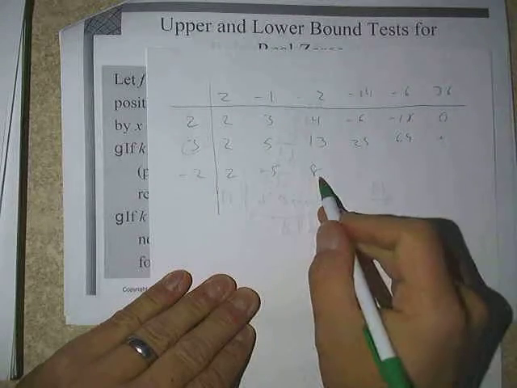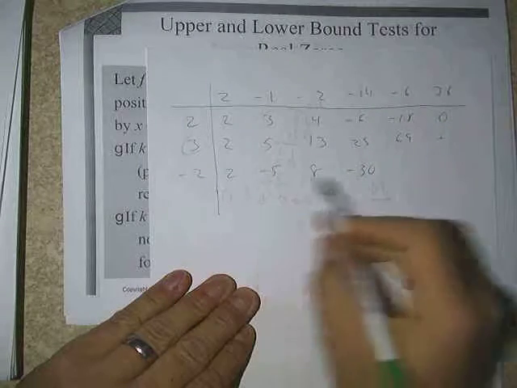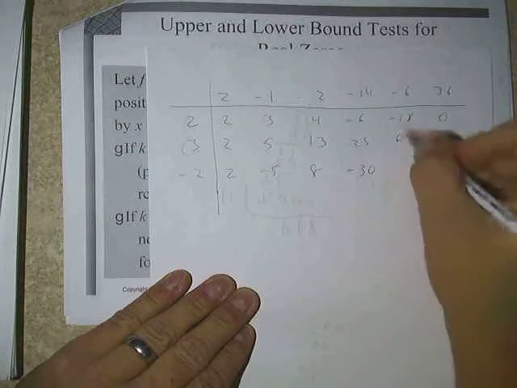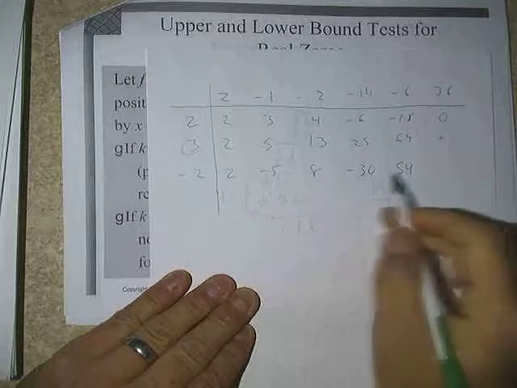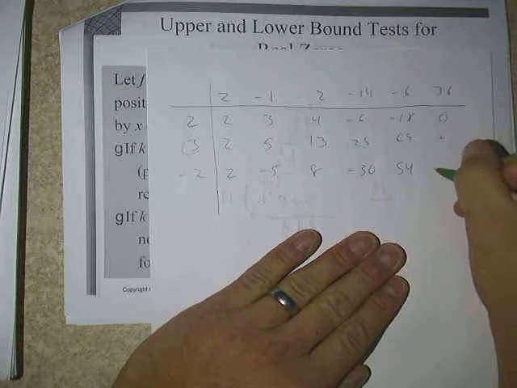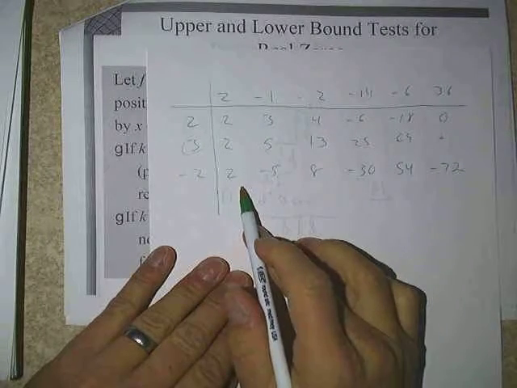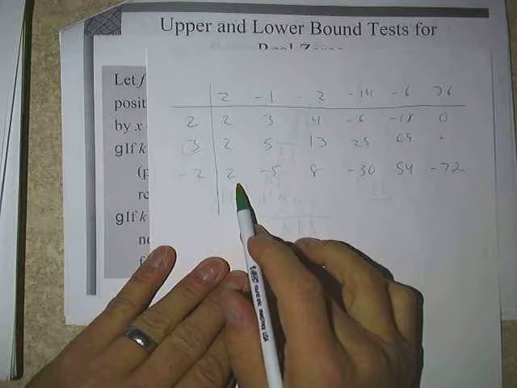If we bring down our 2 again, multiply these two, and add to -1, we'd get -5. Multiply those two, we get 10, plus -2, that's 8. Multiply those two, would be -16, plus -14 would be -30. Multiply those two, we get 60, plus 6 would be 54. Multiply those two, we get -108, plus 36, it would be -72.